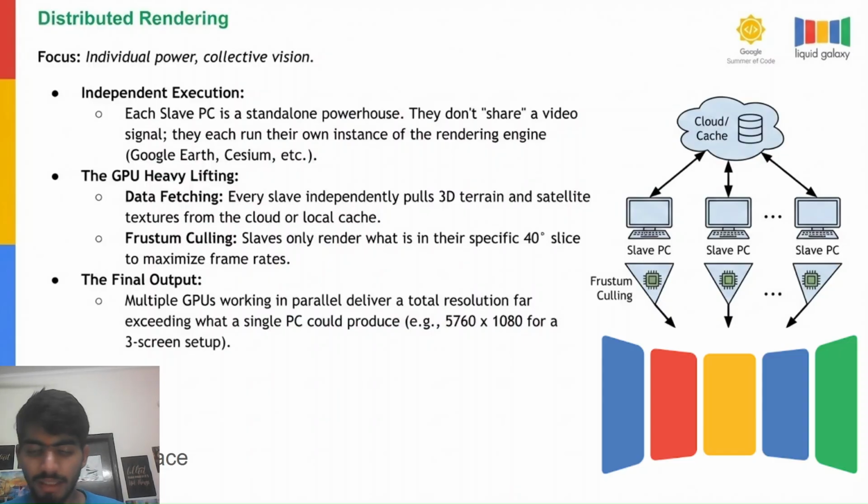Now the slaves take the flat images. Basically, they pick up the satellite images, which are flat, and convert them into 3D terrain, so that we can visualize it in a 3D way. This is called texture mapping, when the flat satellite images are converted into 3D.